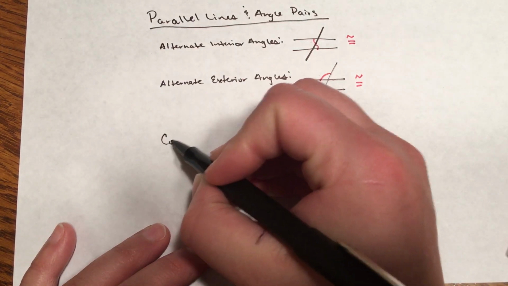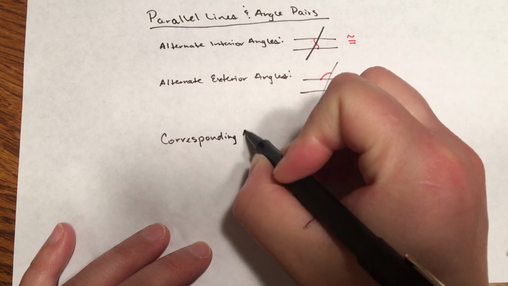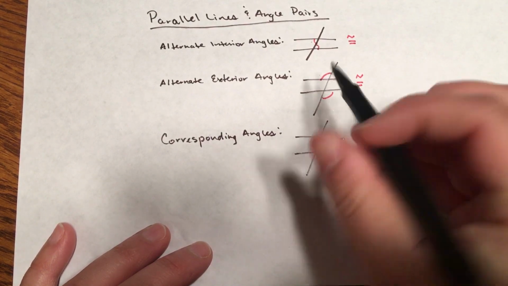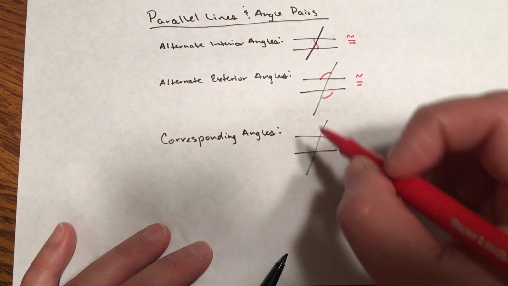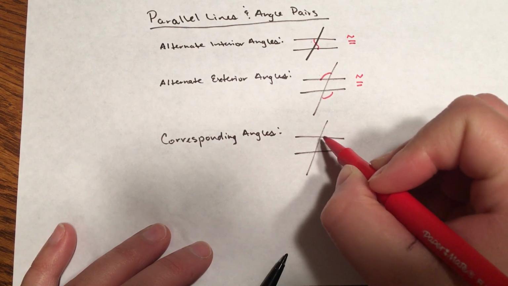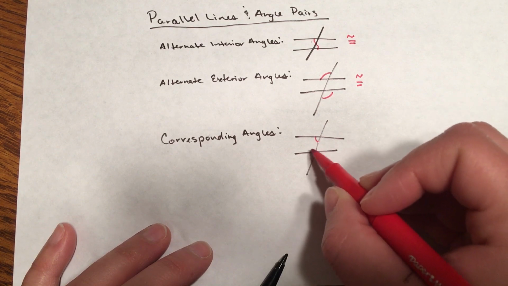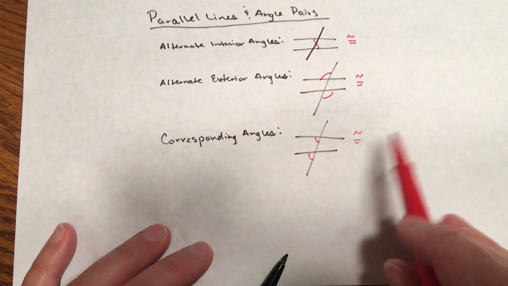Next one, we have corresponding angles. These angles are in the same location. So if I'm in this top corner, there's four different, if I'm in the bottom left, the corresponding is going to be in this bottom left as well. These angles are also congruent.